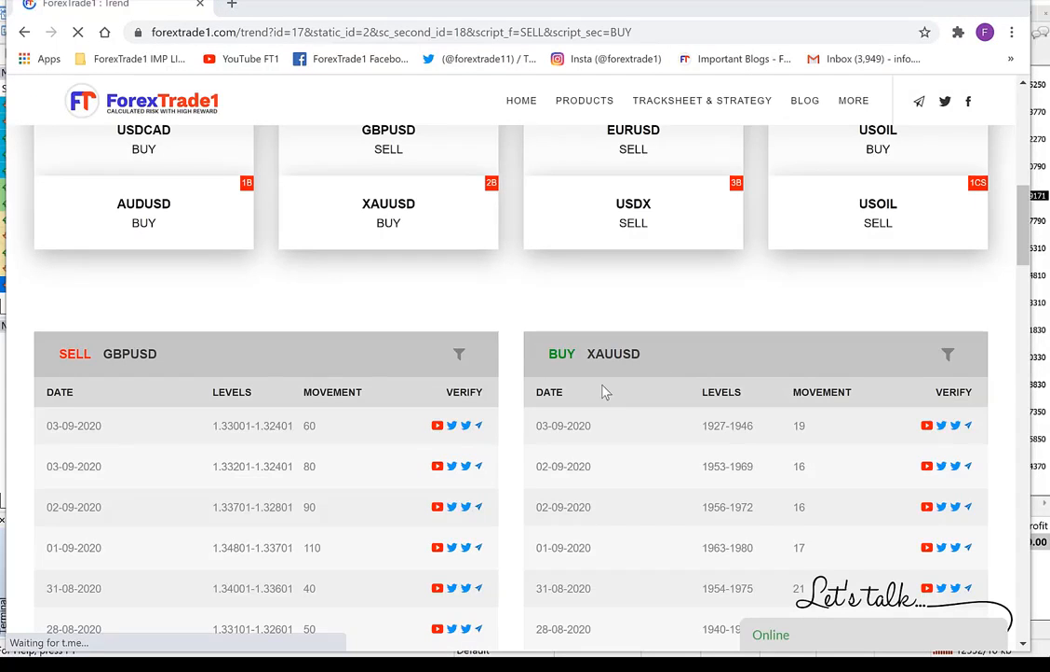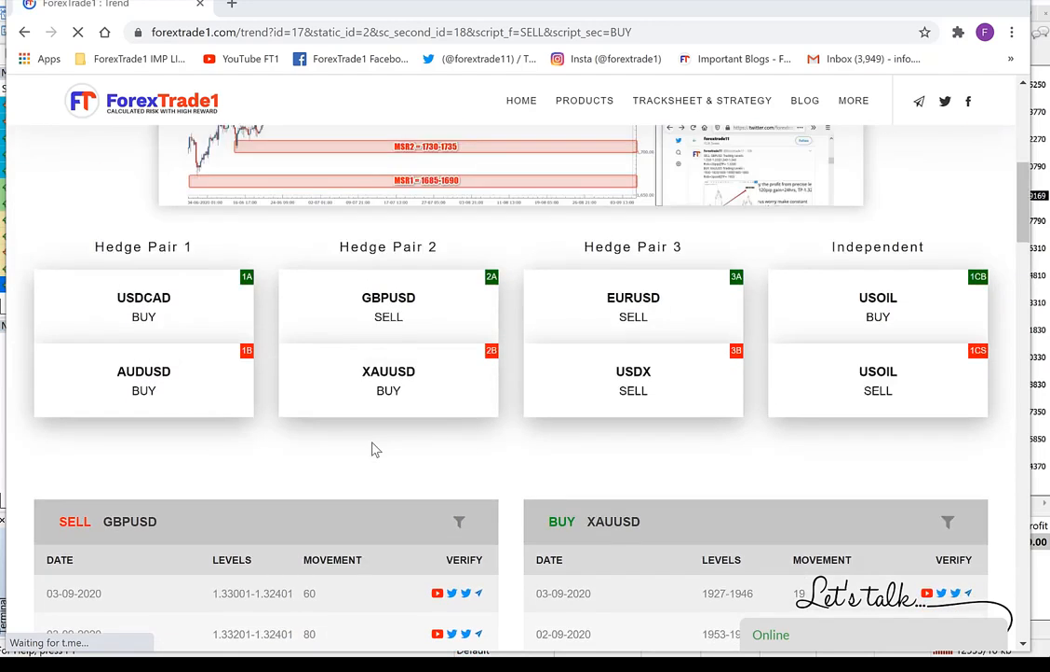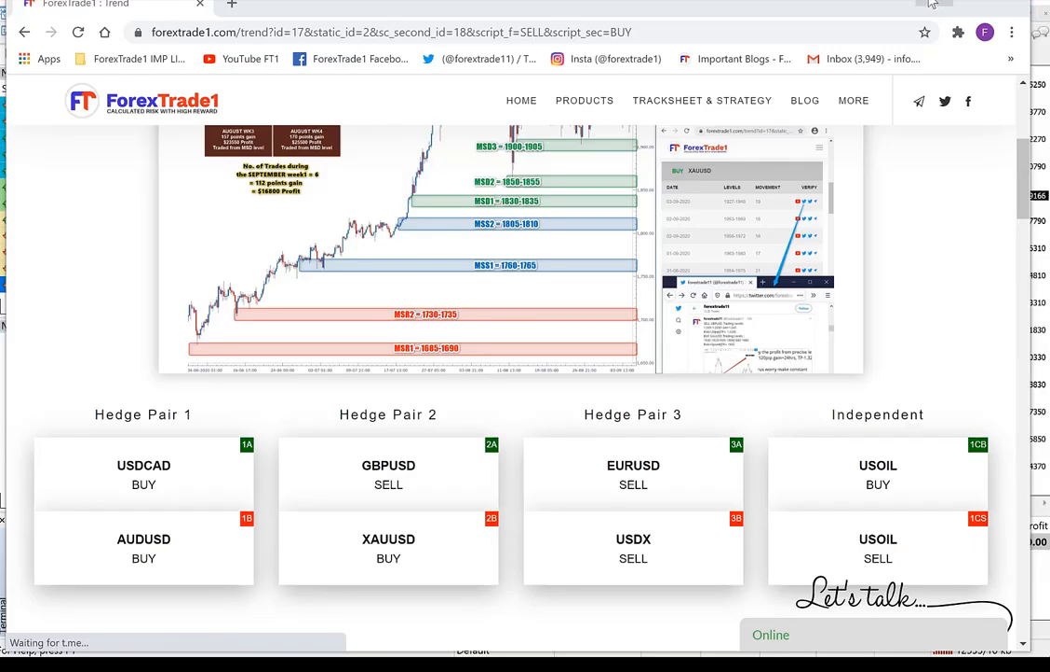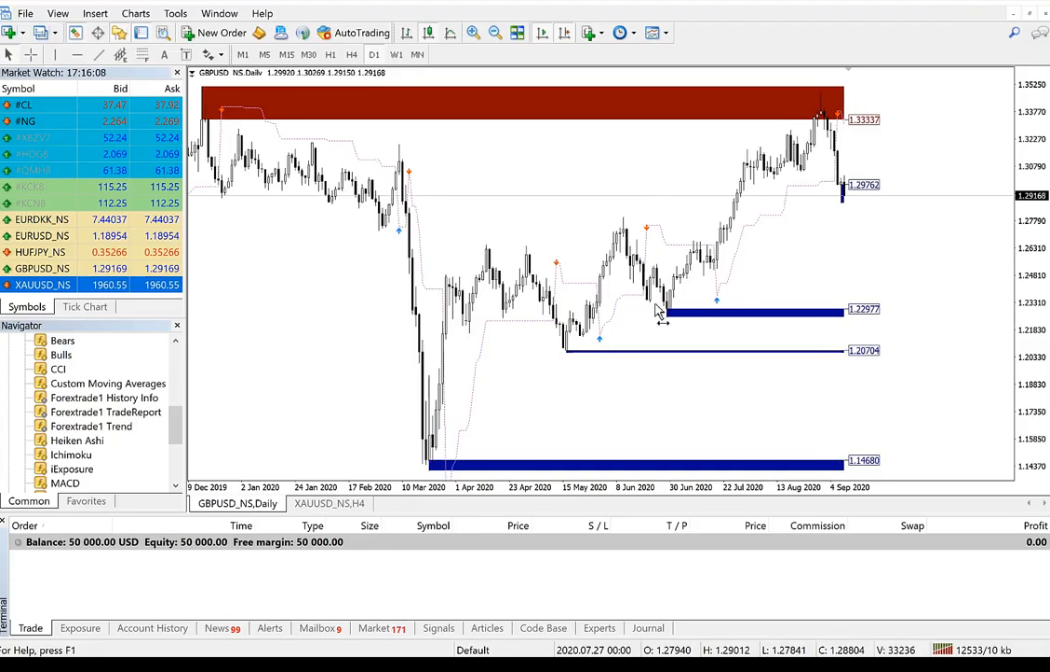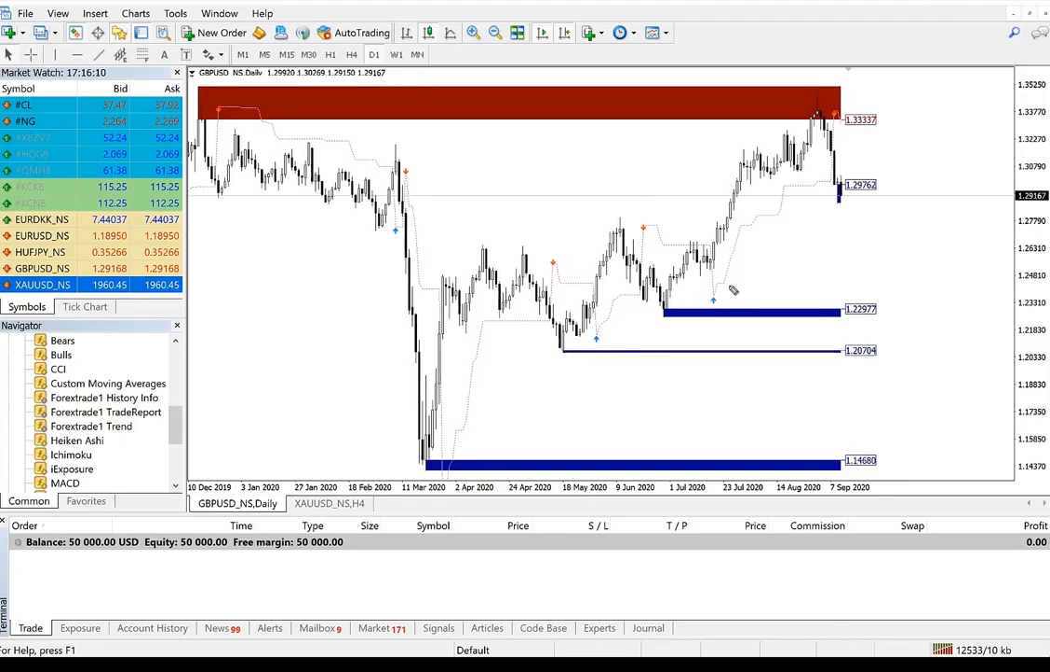So this is the trend breakout strategy along with level trading. It is precisely synchronized with our trend indicator, which you can see here, let me just change it.